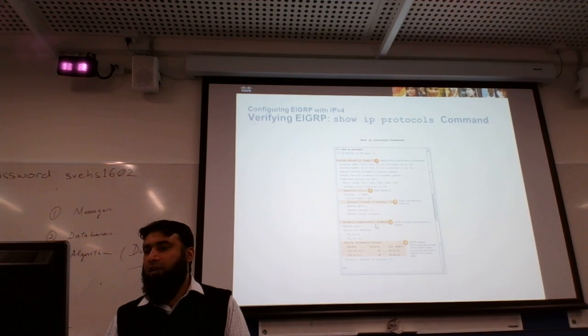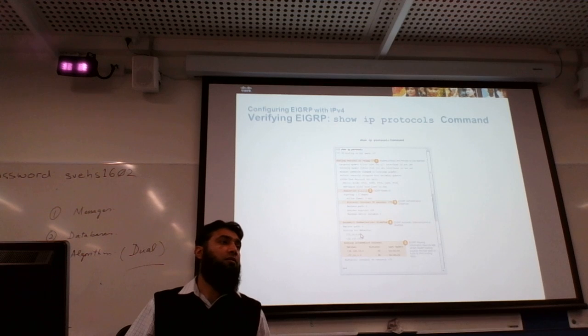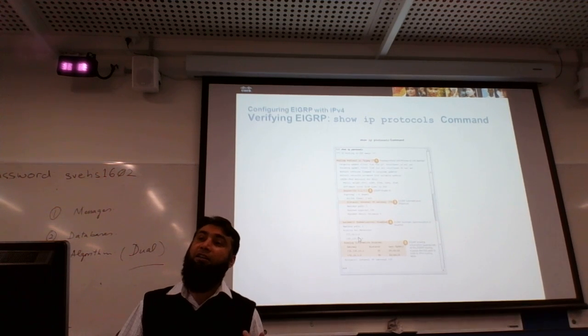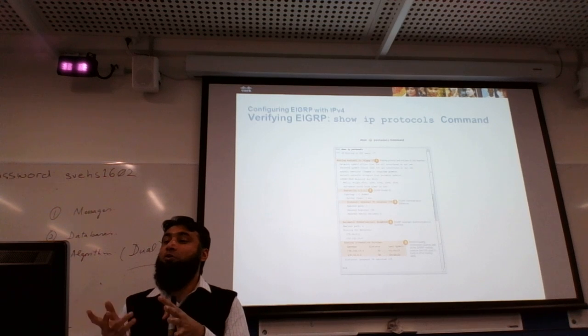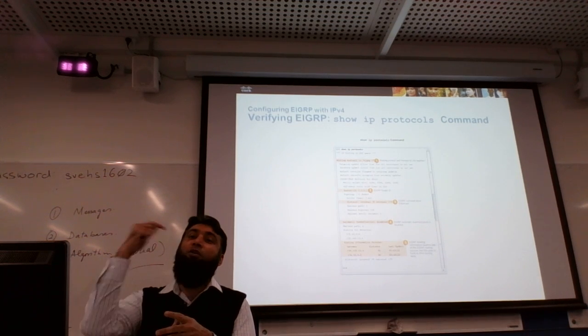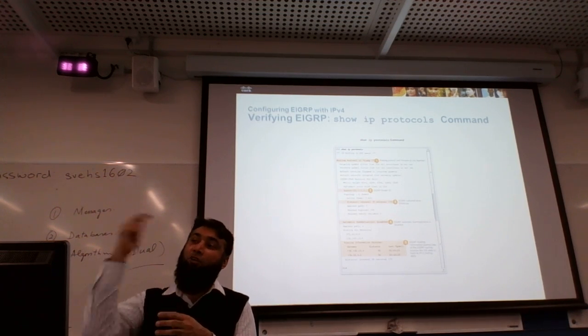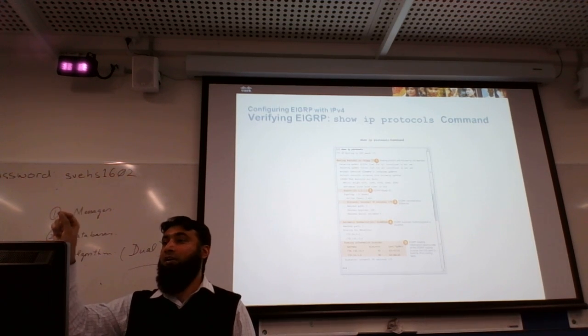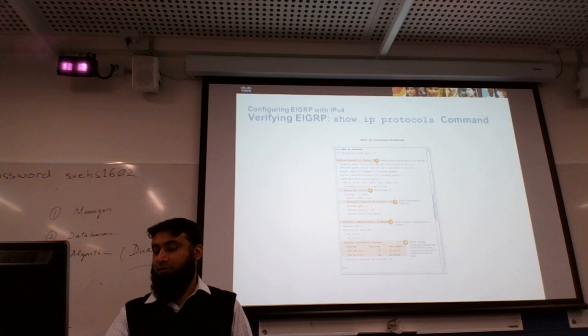And then the show IP protocols command will tell you the networks which were added with the help of the network command. If anything is missing, by looking at your topology you can verify those networks. If those networks are not added, then you can go back to router EIGRP autonomous system number 1 and use the network command.